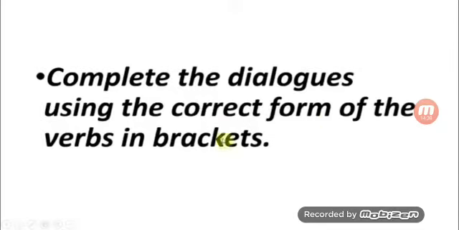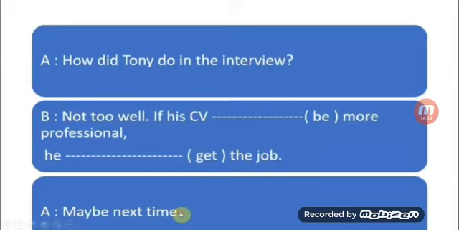Complete the dialogues using the correct form of the verbs in brackets. The first question: how did Tony do in the interview? Not too well. If his CV, verb be, more professional, he get the job. Maybe next time. The answer will be just like this.